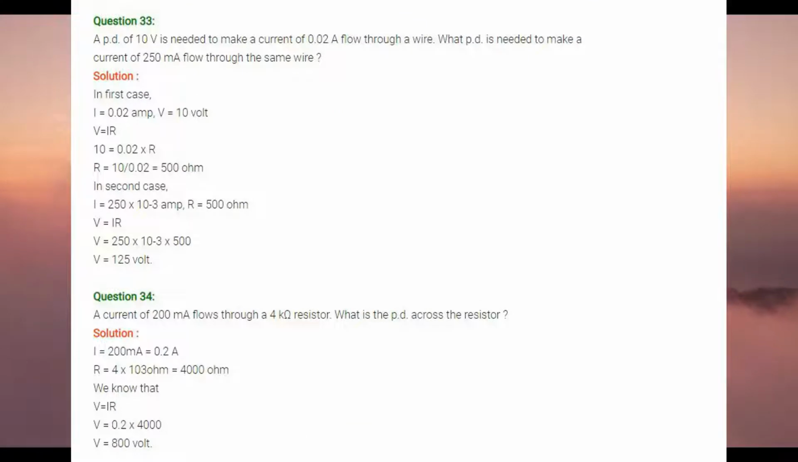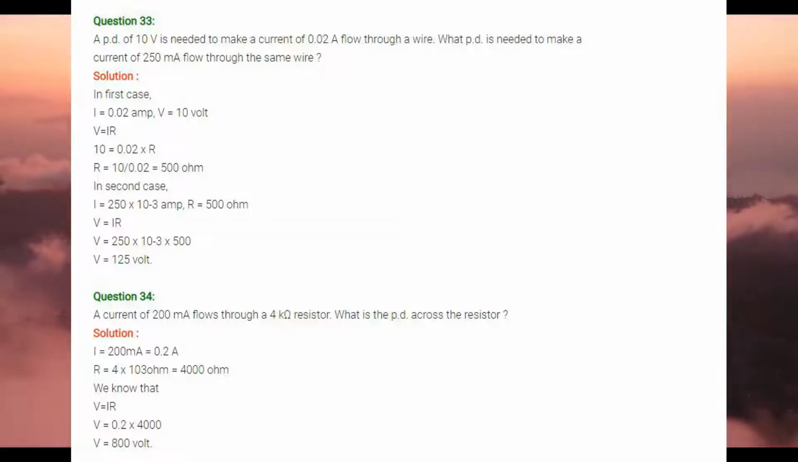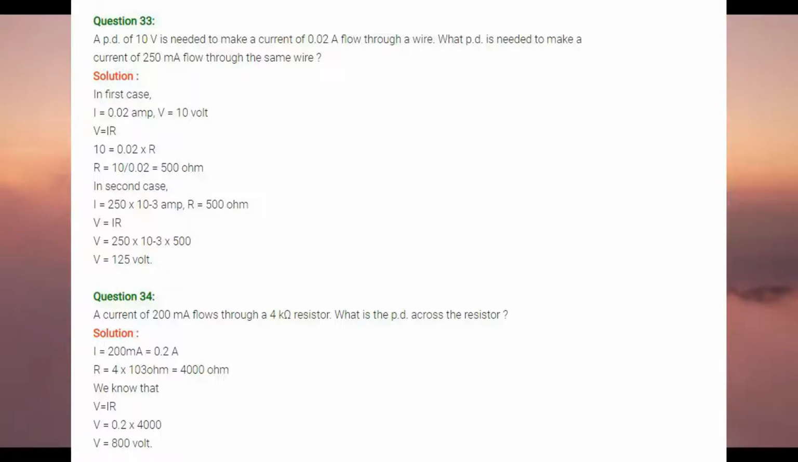Question 33. A potential difference of 10 V is needed to make a current of 0.02 A flow through a wire. What PD is needed to make a current of 250 mA flow through the same wire? Solution: in first case, I equals 0.02 ampere, V equals 10 volt, V equals I into R. 10 equals 0.02 into R, R equals 10 by 0.02 equals 500 ohm.